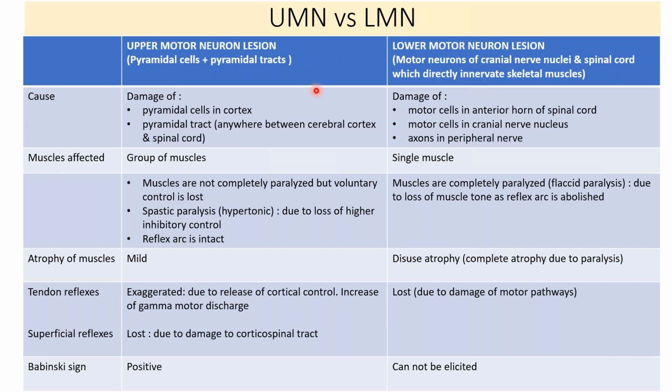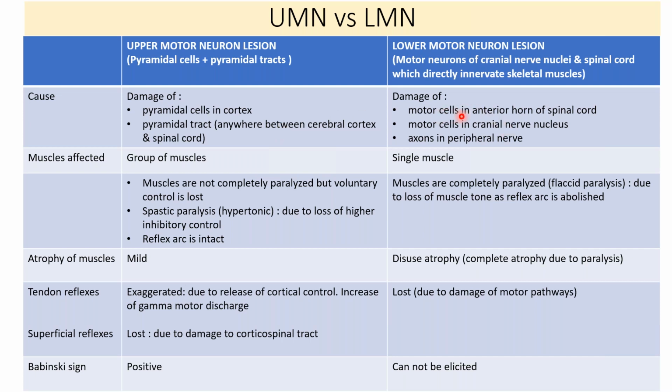When the patient comes, how will you differentiate? So you know what the upper motor neurons and the lower motor neurons are. Now, what will cause the upper motor neuron lesion? Any lesion to the pyramidal cells and the pyramidal tracts, which are basically axons of pyramidal cells with cell bodies in the cerebral cortex. So damage anywhere down to the level of the spinal cord will lead to upper motor neuron lesion.